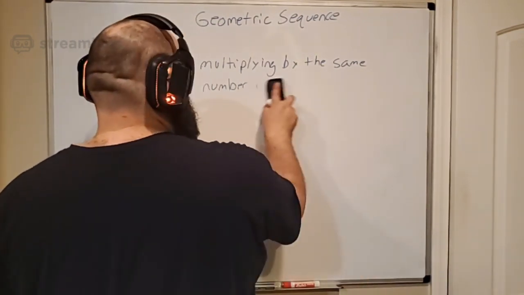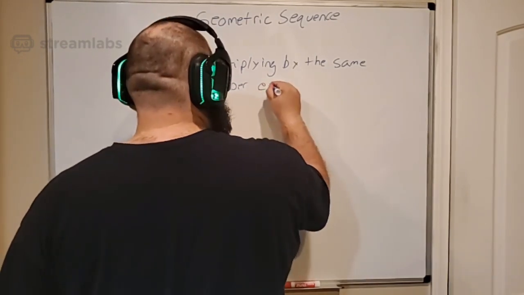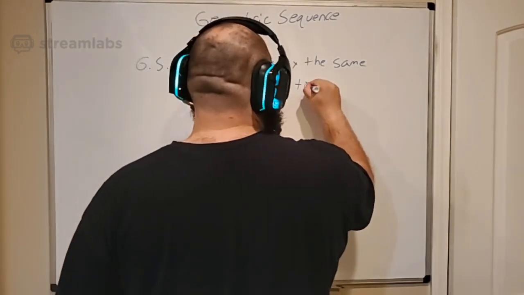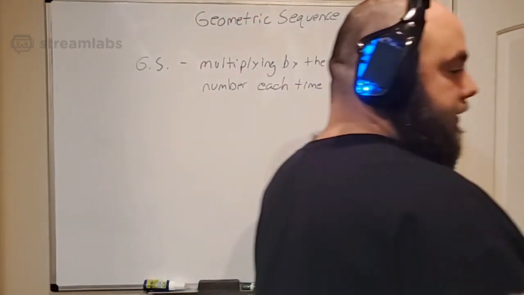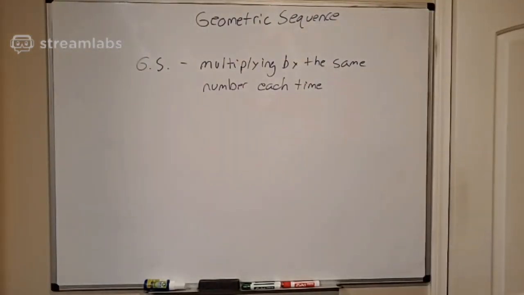So the book goes through a whole little spiel to try to figure out different things. It's really just that arithmetic is adding and subtracting, really just adding or adding a negative number. And geometric is multiplying by the same number. And there's a nice little easy formula for it. Like I said, the book goes through a whole bunch, but I don't really think there's a need for that.